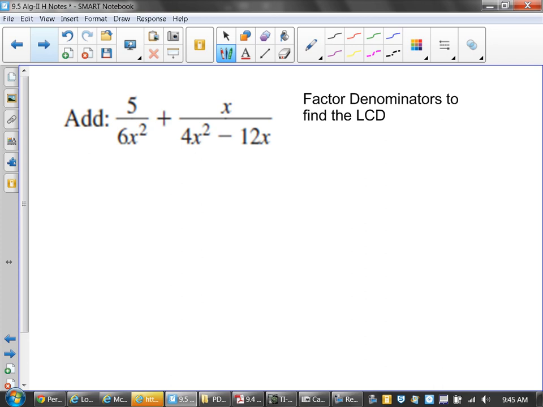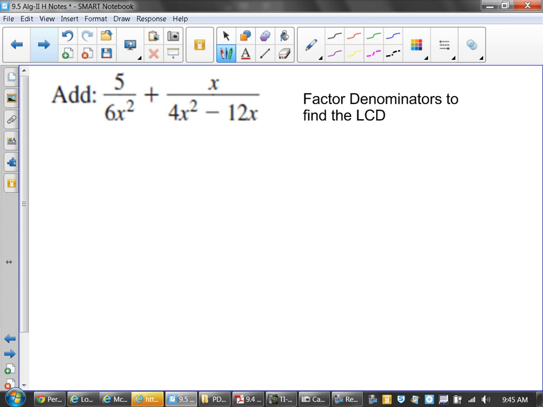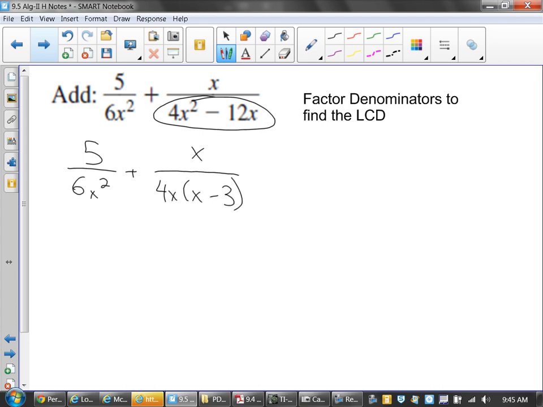So I have 5 over 6x squared plus x over 4x squared minus 12x. What I'm going to do here in order to get this common denominator, the easiest way to go about that is to start by factoring everything out that you can. For example, if I start here, we have 5 over 6x squared. Can't do anything with it. Here, I have an x. What can I factor out of here? Of 4x. I'm left with x minus 3.